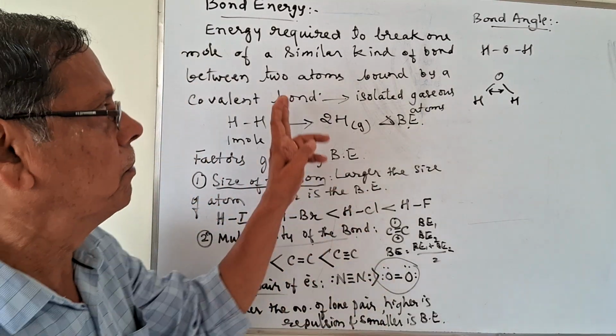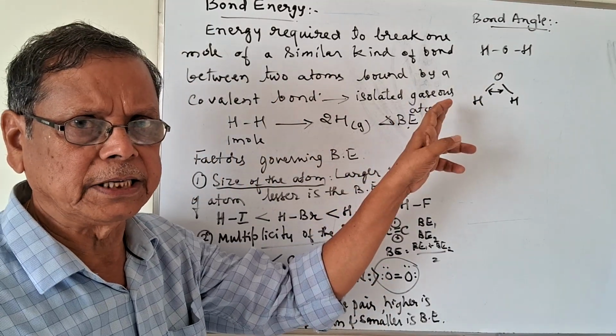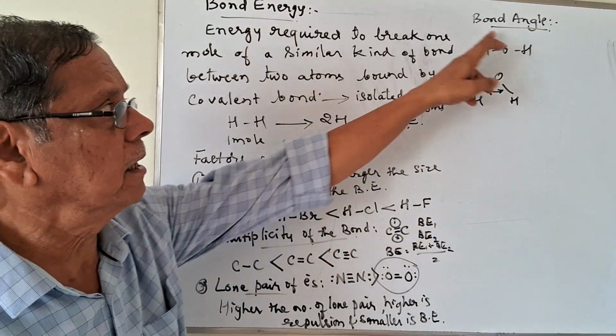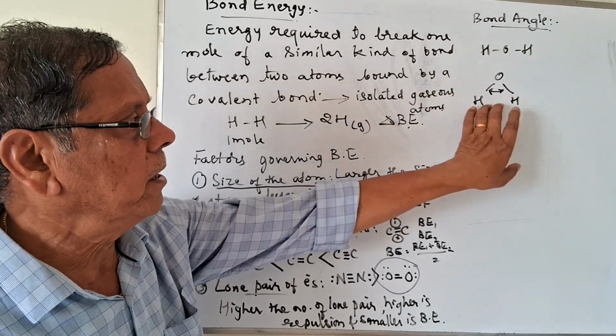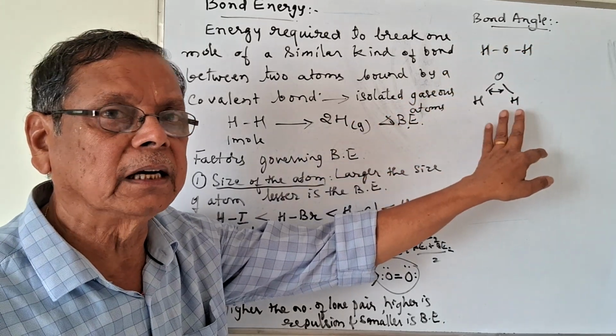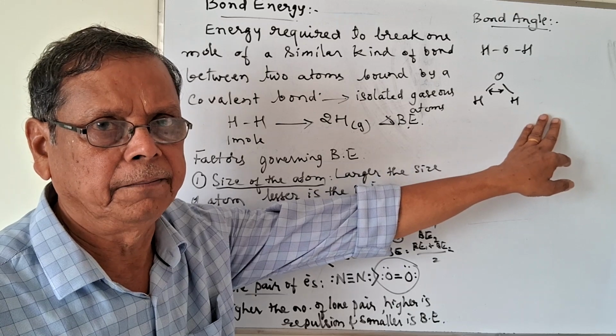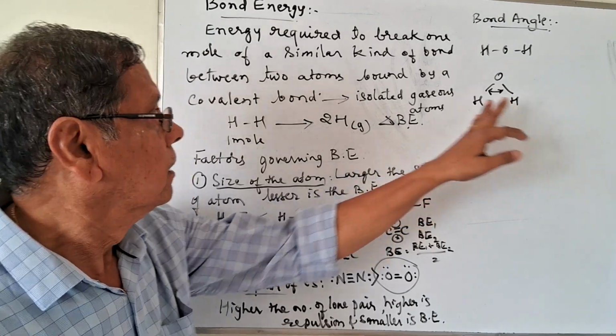So these are the other two bond characteristics. One is the bond energy, the other one is bond angle. This bond angle is actually useful for the determination of the structure of the molecule.